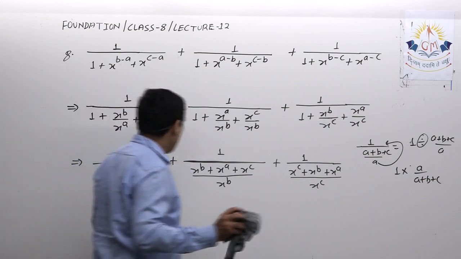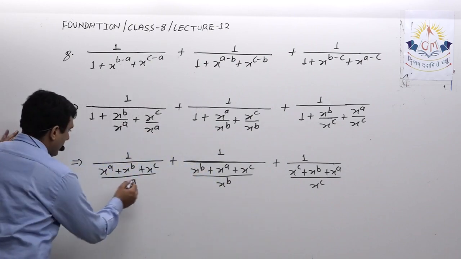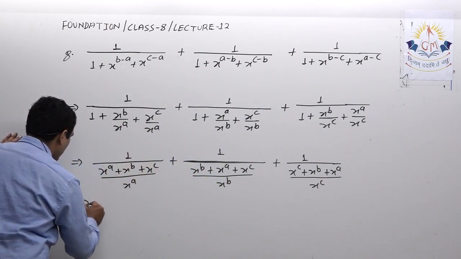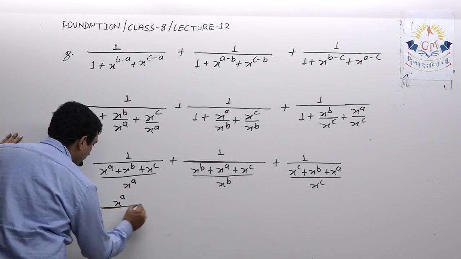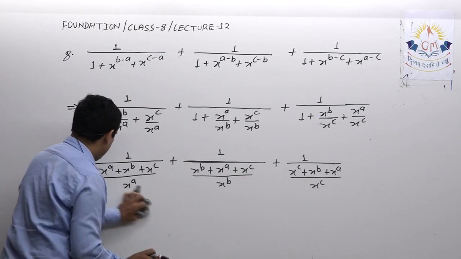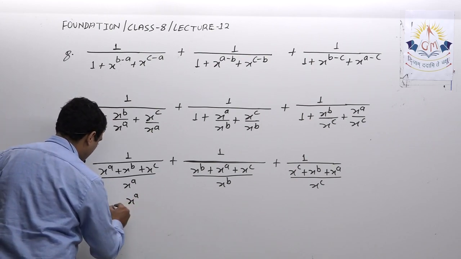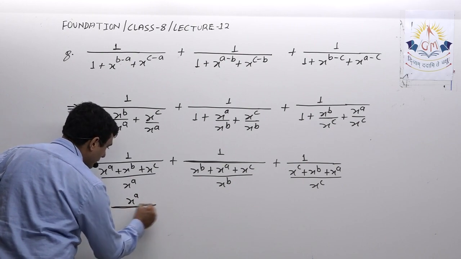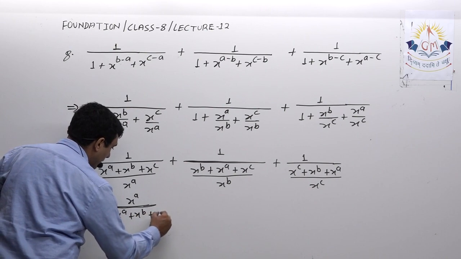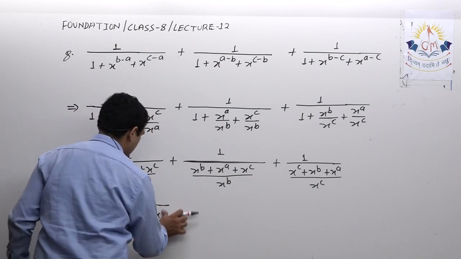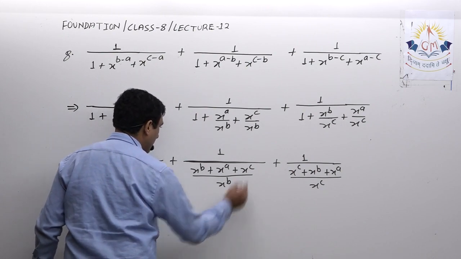Now that thing I have to apply in these three terms. So here x raised to a will come in the numerator. So x raised to a, and in the denominator, here I have x raised to a plus x raised to b plus x raised to c, plus again this numerator will come over there.